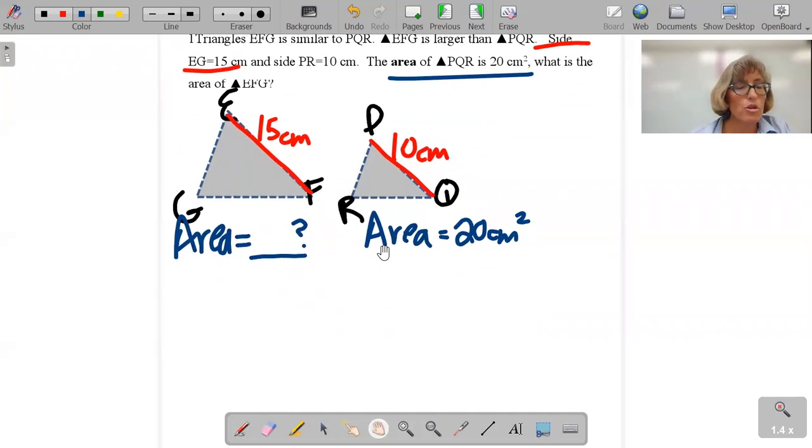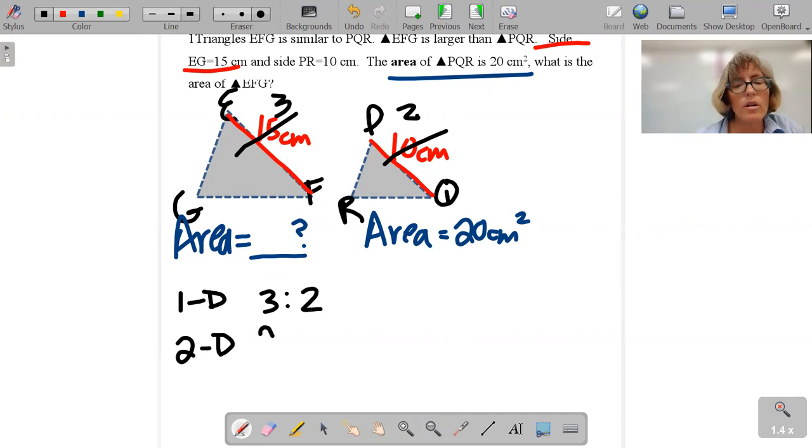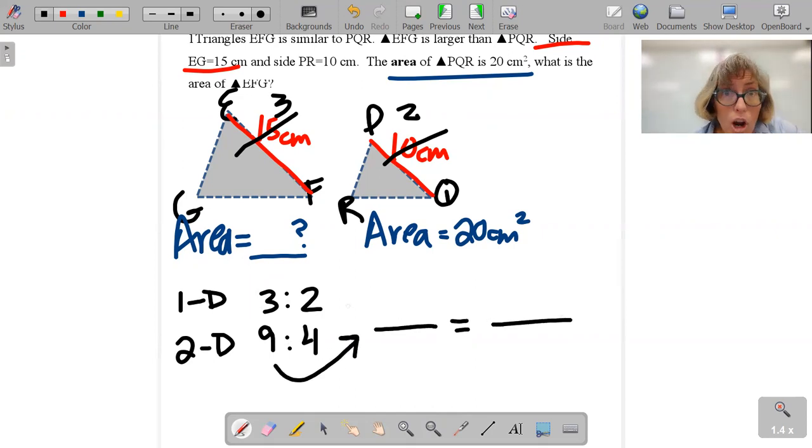Welcome back. You should have a red pen. You're like, Miss Way, I don't know how to find the area of a triangle. You don't even need to. Watch. First, you find your scale factor, and this is a 3:2 ratio. So your first dimensional ratio is 3:2. Your second dimensional ratio, 3 squared, 9, 2 squared, 4. And why am I pulling up this ratio? Because area is 2 dimensions.